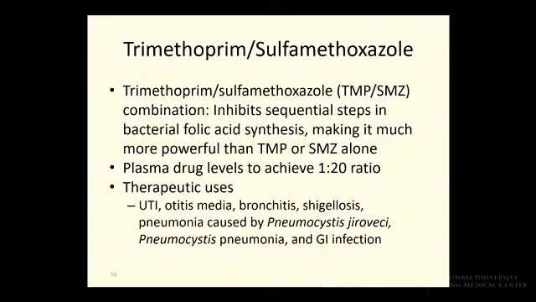And so the drug is given to reach a plasma drug level ratio of 1 to 20. Okay? So for every 1 unit of trimethoprim, you want 20 units of sulfamethoxazole.